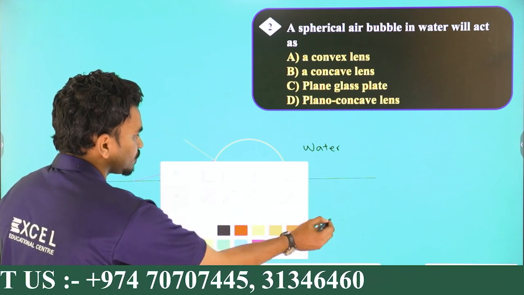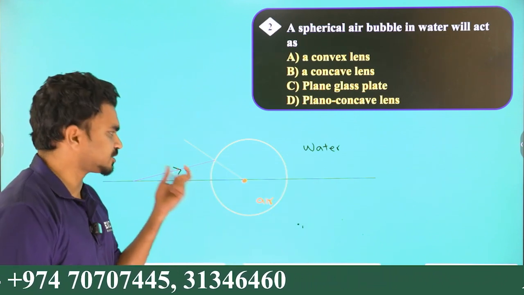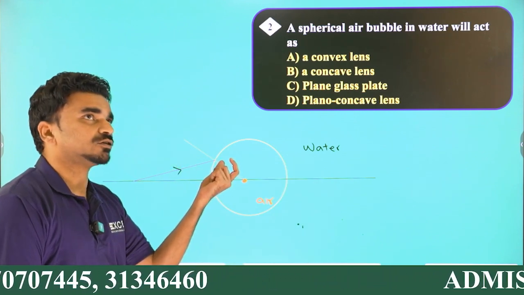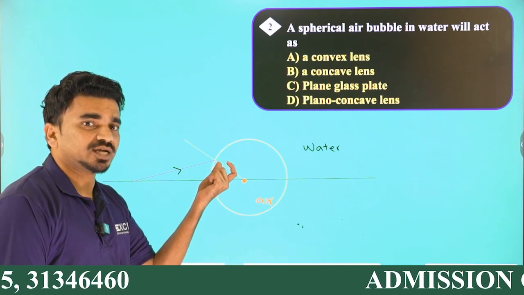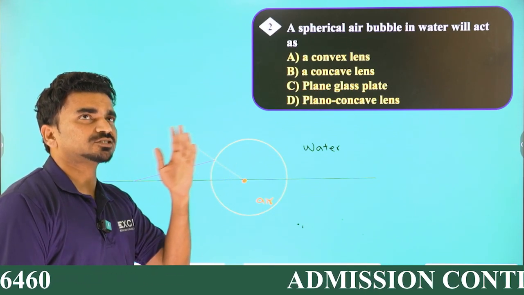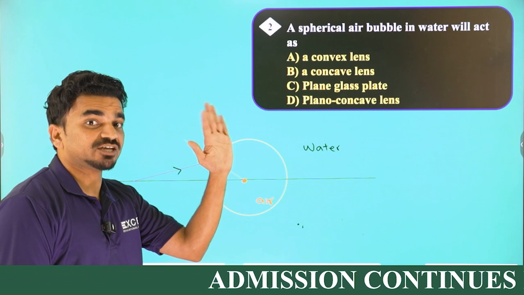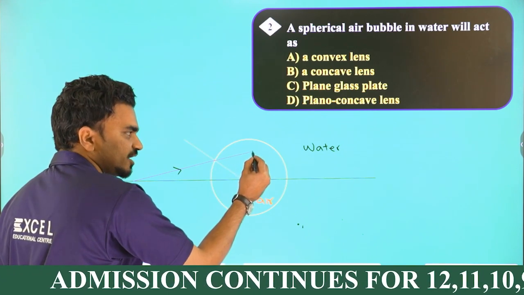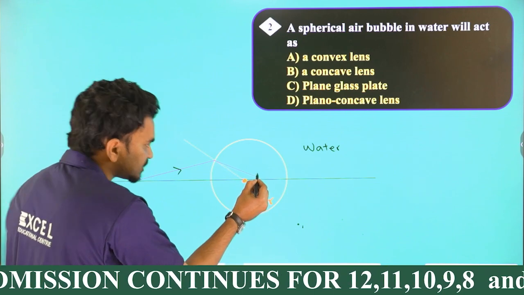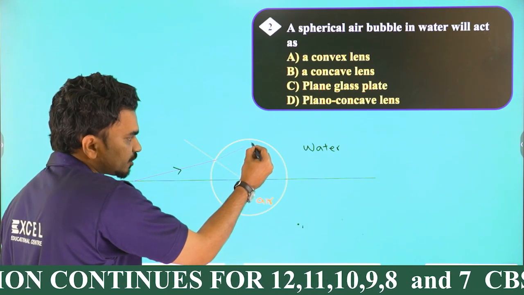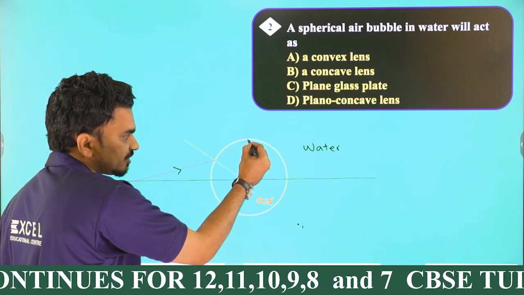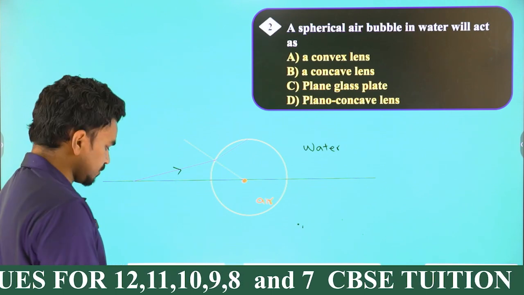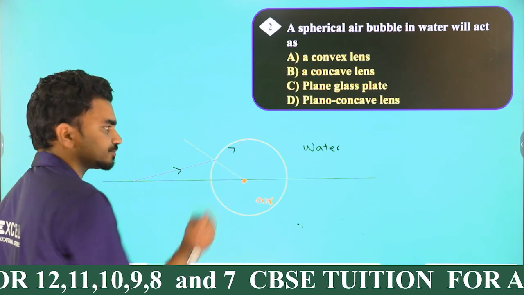Now see, what will happen to this incident ray? It is going from water to air. Water is a denser medium, air is a rarer medium. So denser to rarer, it bends away from the normal. This is not bending, this is close to the normal. This you call the normal, right? So it bends away from the normal, looking like this. You got it? Bend away from the normal.